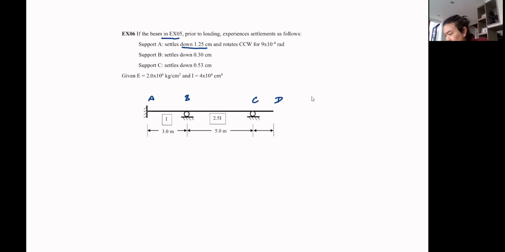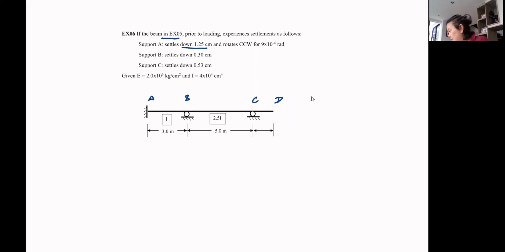Support B also comes down 0.3 centimeter. And support C down 0.53 centimeter. So now, apparently, because the joints move, we are going to have moment due to joint displacement. Okay, so let us carry on.